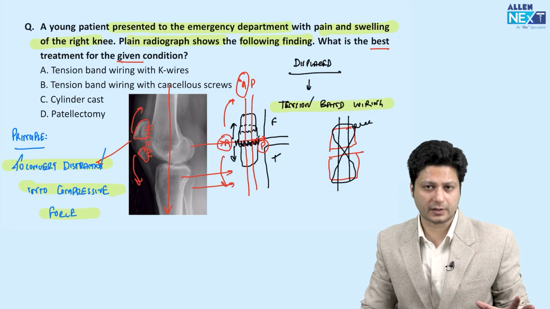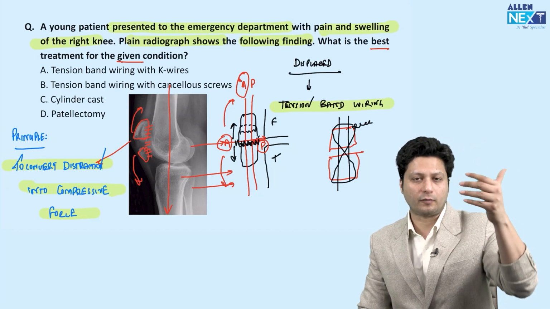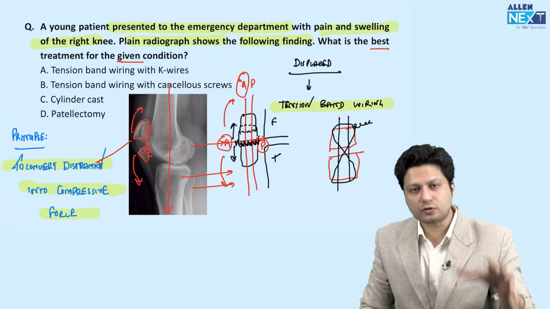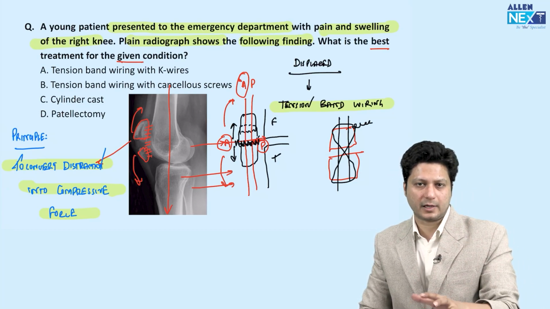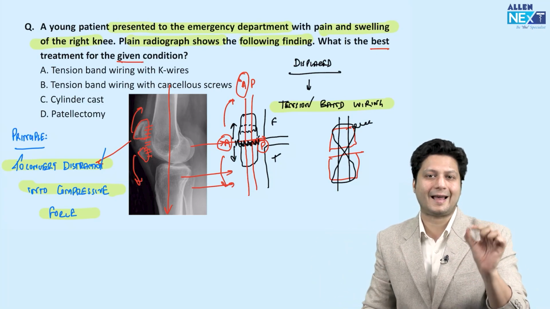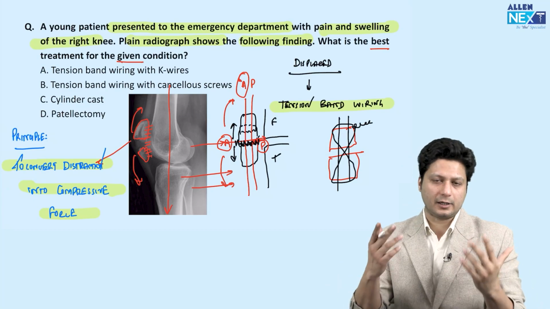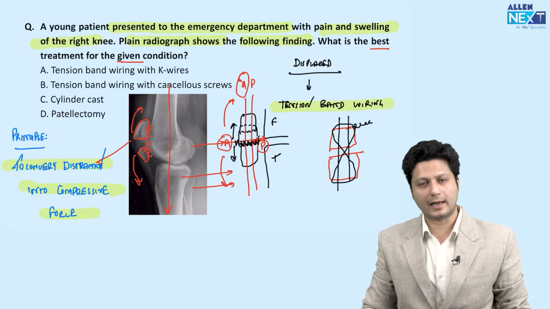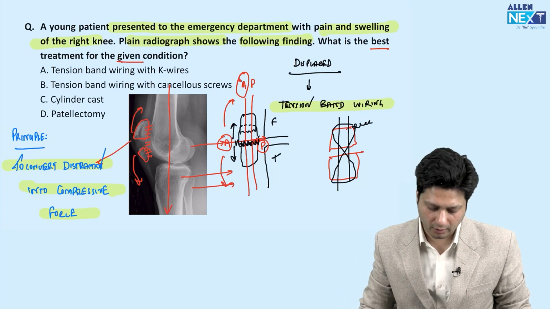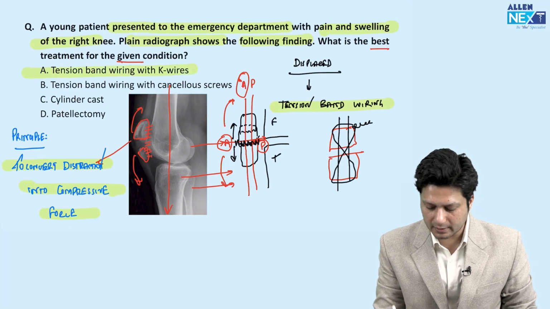So hopefully everything is clear related to the principle, although it is highly unlikely that they will go to the extent of asking about the principle of tension band wiring. But yes, because this question has been asked multiple times, like what is the management of a transverse fracture of the patella which is displaced, it has to be managed by tension band wiring, and you should be aware of where exactly to put the K wires. Should it be nearer to the anterior cortex or nearer to the posterior cortex? All right. So the answer for this question is tension band wiring with K wires.